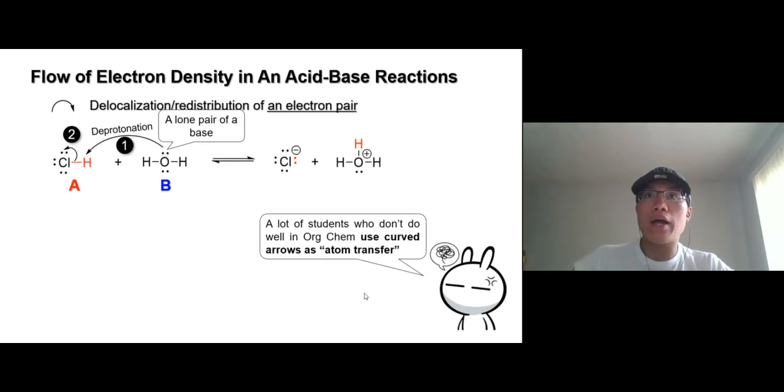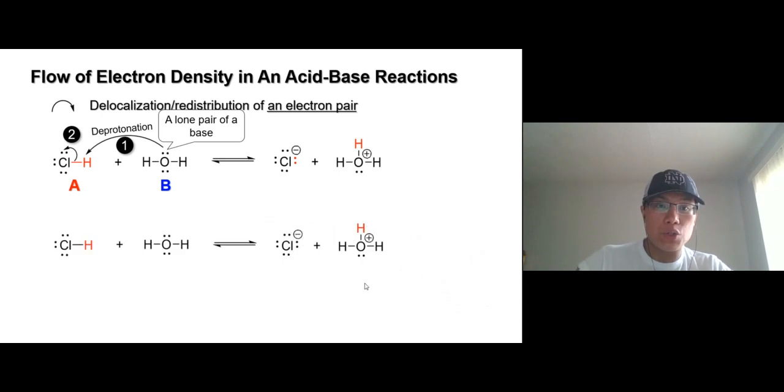Many people who didn't do well in organic chemistry in the past couldn't overcome this. But you've got to get this down. This is really important. So do not do this. It's tempting to use the curved arrow to show the proton hopping up to water, because it looks just like that. But no, we use electrons to represent the movement of the lone pair, not an atom movement.